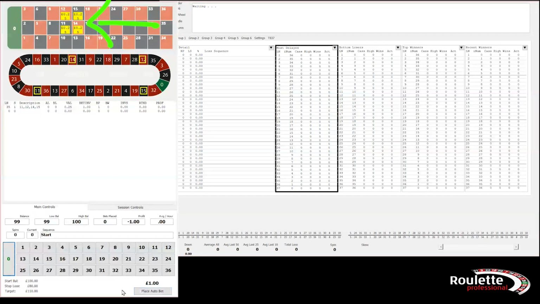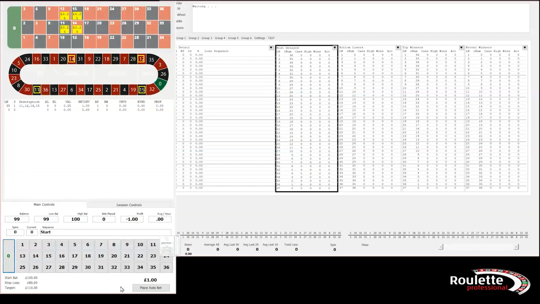You can see it has placed the equivalent of a pound corner bet by placing 25 pence of value on each pocket. You can see the total bet value down here. Our highest balance was, of course, the £100 we set it to start with, and our balance is showing as 99 because the first bet is already on.